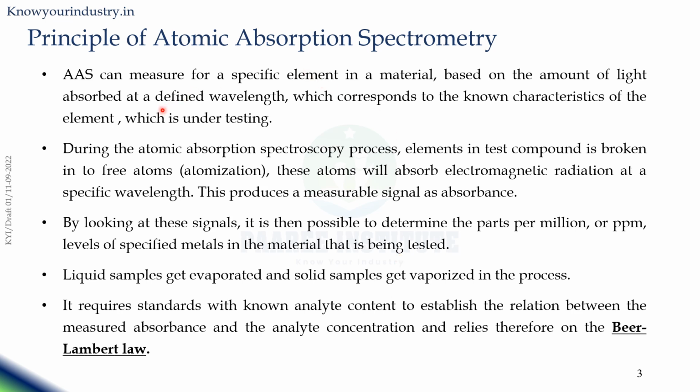In this atomic absorption spectrometry process, the liquid samples get evaporated and solid samples get vaporized. So the basic principle behind atomic absorption spectrophotometry is that the elements absorb light at a particular wavelength, and the amount of light absorbed by the elements is directly proportional to the concentration. In a simple way, we can explain.